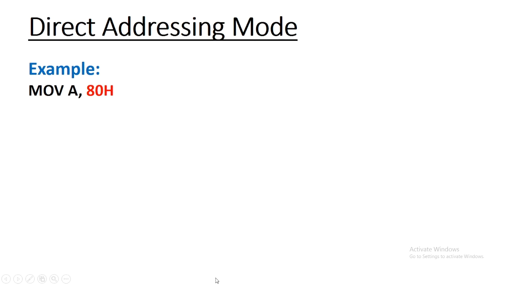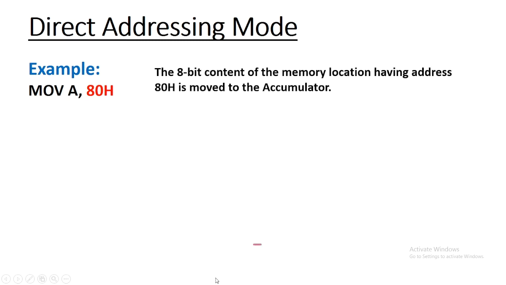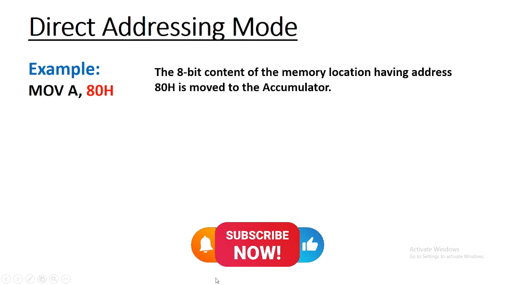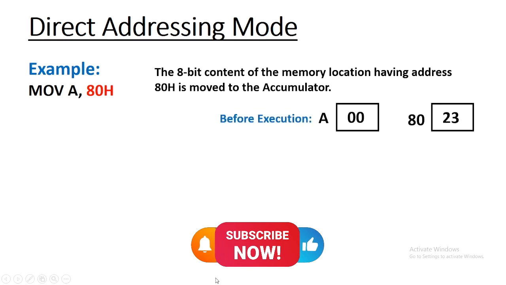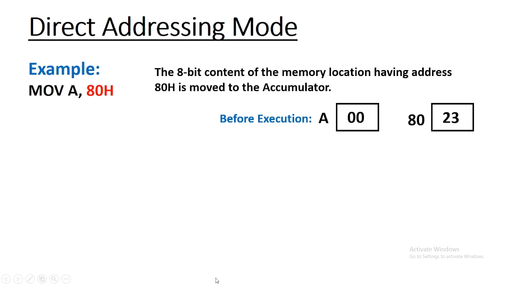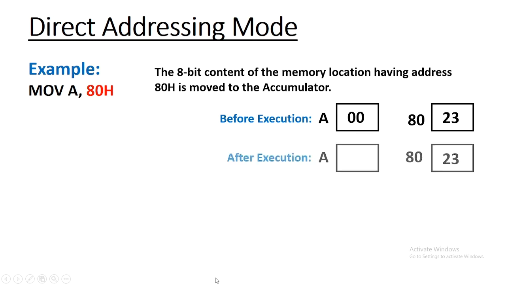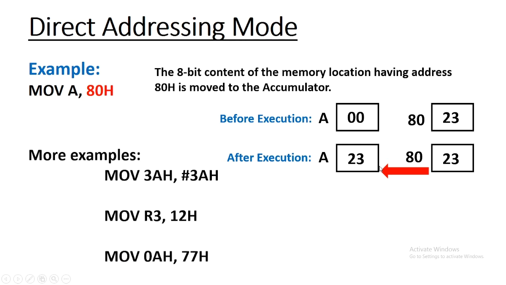If we look at examples, like MOV A, 80. So 80 is the memory location. From 80, 8-bit data would be copied into the accumulator. Before execution, A is having 00 and memory location 80 is having 23. After execution of this instruction, the content of the memory location would be copied into the accumulator. So now the accumulator and the memory location have the same data.